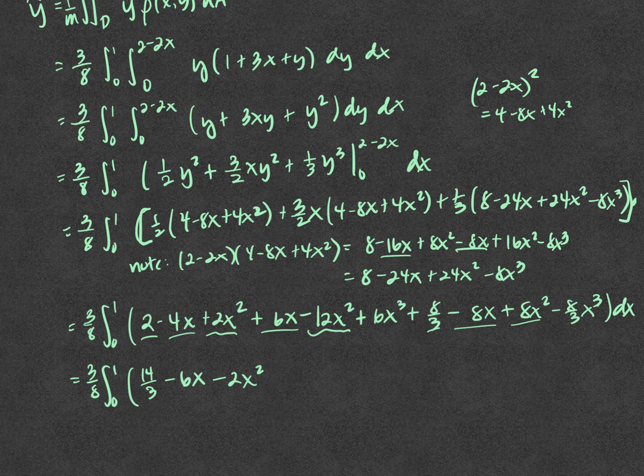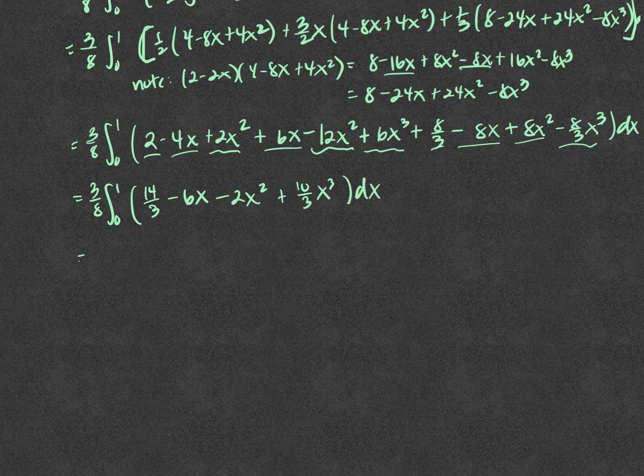And then we have 6x to the third minus 8/3 x to the third, which is 18 minus 8 is 10/3 x to the third. So we have plus 10/3 x to the third, and we're going to integrate with respect to x. So now we can integrate this with respect to x, and we have 3/8. And when we integrate, we get 14/3 x minus 6 divided by 2 is 3x squared, minus 2/3 x to the third, plus 10 over 3 times 1/4, which would make 10 over 12, which is 5 over 6 x to the fourth. And we're integrating from 0 to 1.